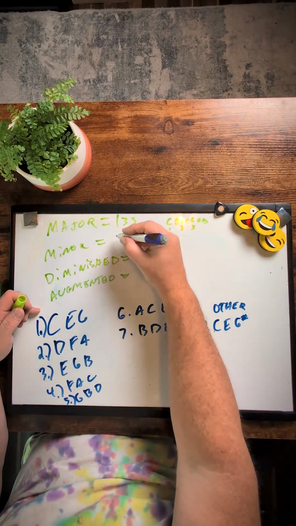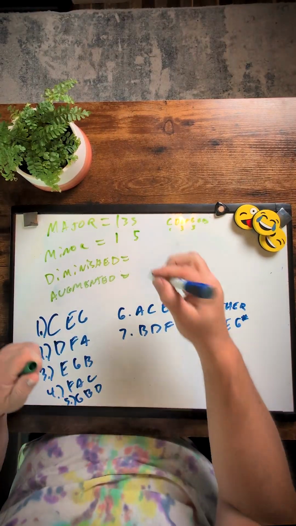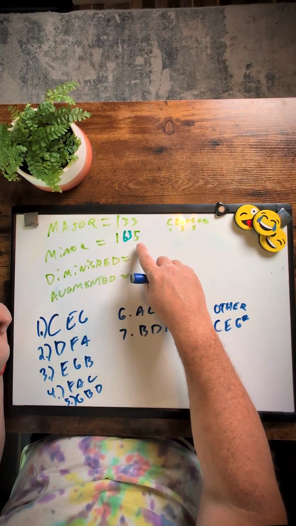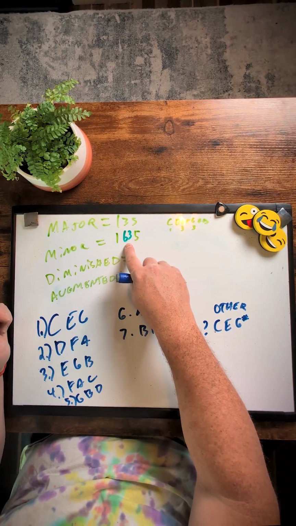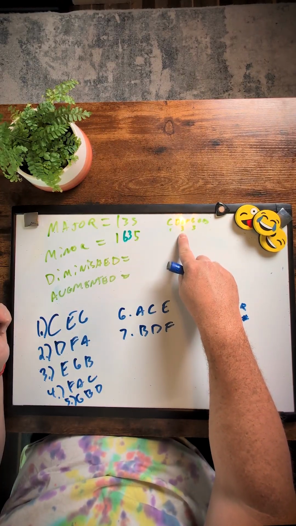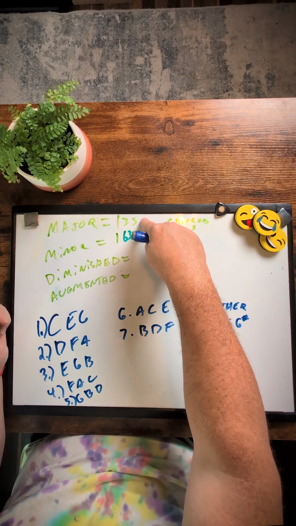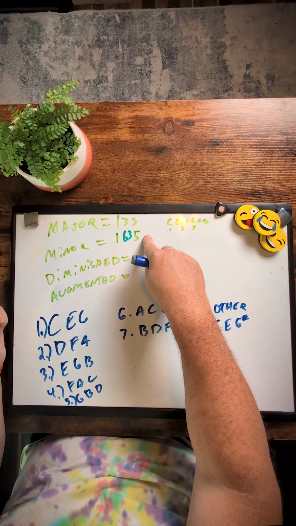A minor triad is 1 and 5, but the middle note is a flat 3. The first note of your major scale and the 5th note of your major scale, but that middle one is 1 note lower. So instead of an E, if it was an E flat, then that would be a C minor triad. All right, so C, E, G is a C major, C, E flat, G is a C minor.